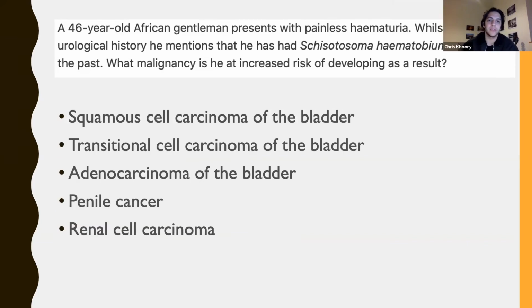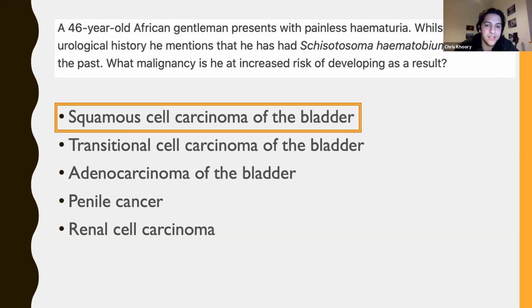A 46-year-old African gentleman presents with painless hematuria. Whilst taking a urological history, he mentions that he has had schistosoma haematobium infection in the past. What malignancy is he at increased risk of developing as a result? Squamous cell? That's correct, yeah. Squamous cell carcinoma of the bladder is the answer to that. Schistosomiasis is associated with SCC rather than TCC, which is more common in smokers.